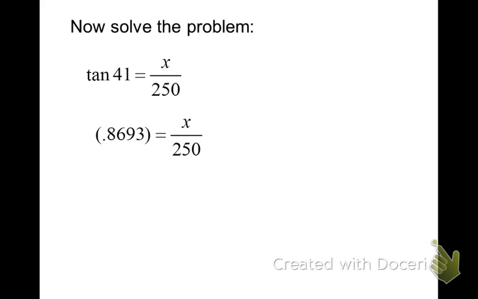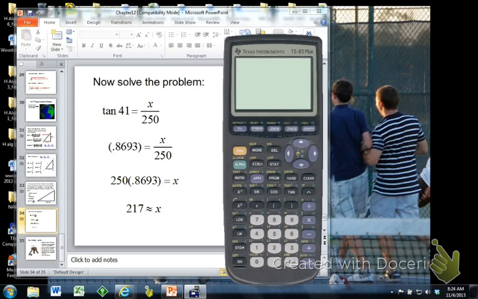So the tangent of 41 is about 0.8693. So 250 times 0.8693 is equal to x. And that gives us x is approximately 217. So now I'm going to show you how to use your calculator to go ahead and calculate this and get 217.